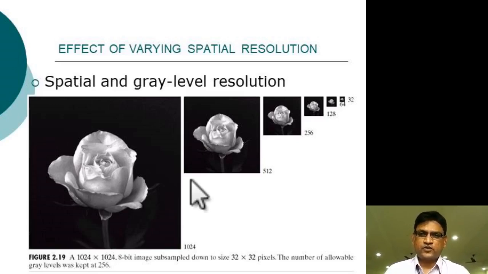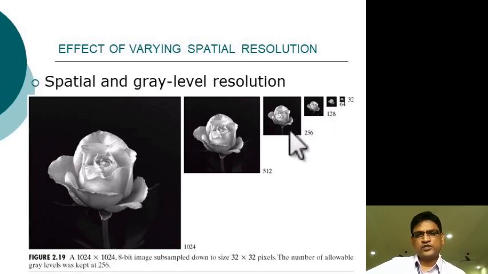In the first case, we are discussing the effect of varying spatial resolution, where we are changing the size of the image, keeping the number of gray levels constant. For this example, we have taken a flower image of size 1024 by 1024, and the number of gray levels is 256. Gradually we are reducing that to 512 by 512 and so on. When we are reducing, we have to delete columns and rows to reduce the image, but we are not changing any gray levels.